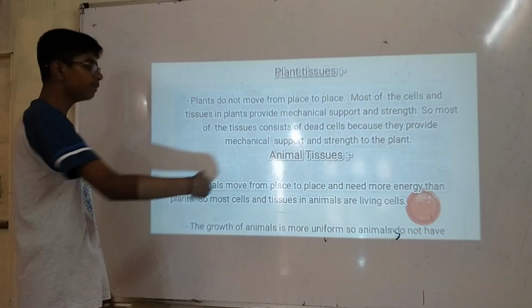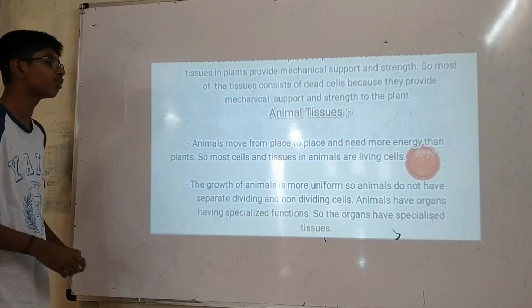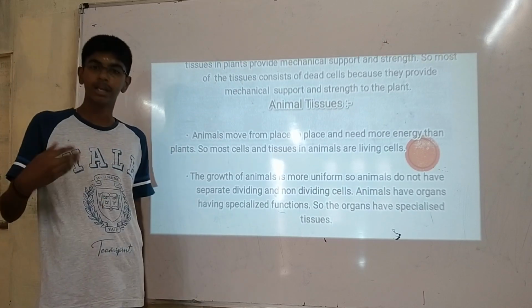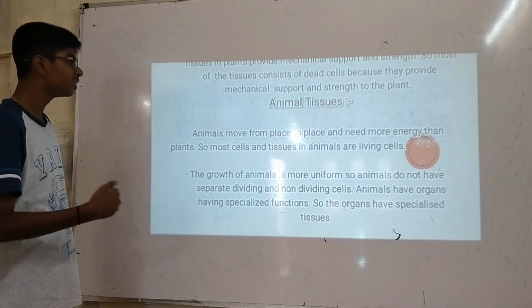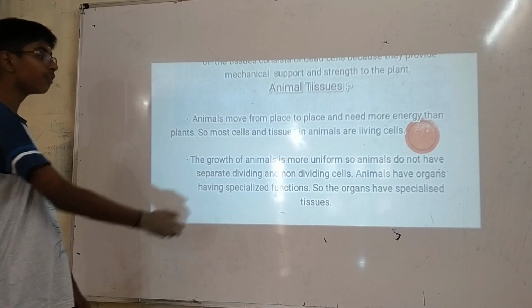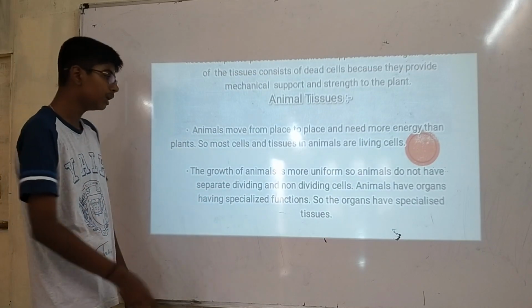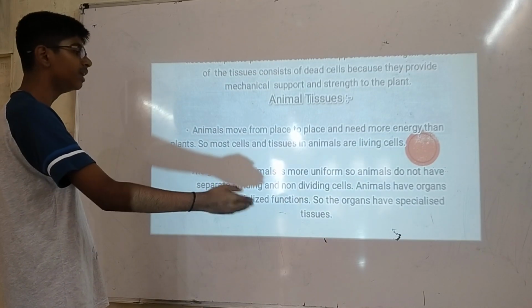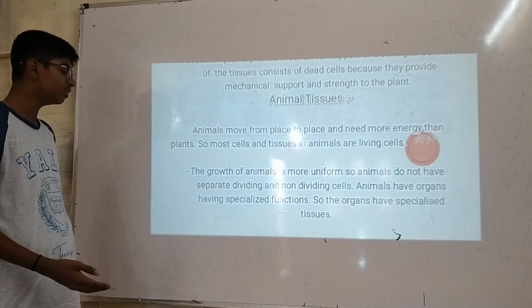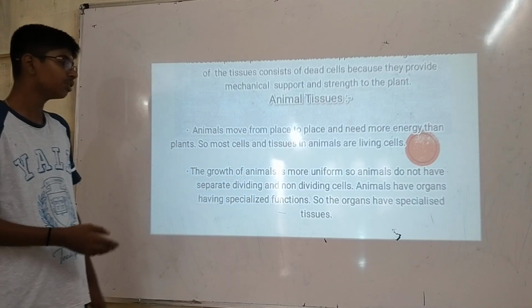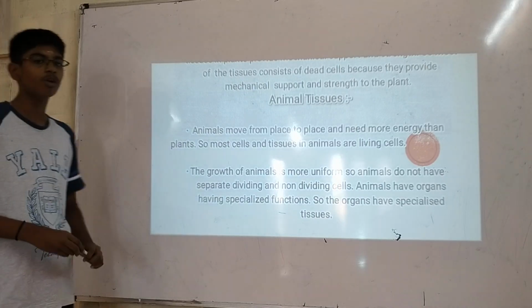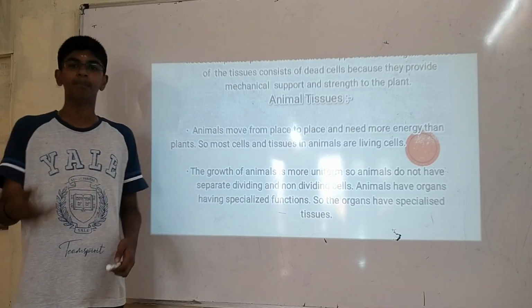And if you come to animal tissues, animals move from one place to another and need more energy than the plant tissue. So most of their cells are living tissue. The growth of animals is more uniform, so animals do not have separate dividing and non-dividing cells. Animals have organs having specified functions. The organs are specialized tissues. So animal tissue is much more complicated than plant tissue.